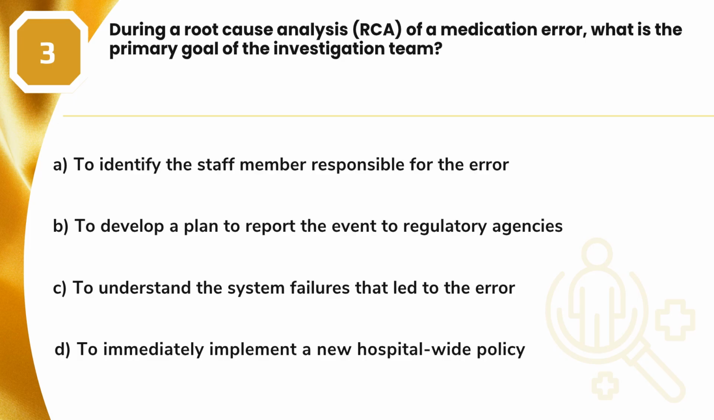Question 3. During a root cause analysis, RCA, of a medication error, what is the primary goal of the investigation team? A. To identify the staff member responsible for the error. B. To develop a plan to report the event to regulatory agencies. C. To understand the system failures that led to the error. D. To immediately implement a new hospital-wide policy.